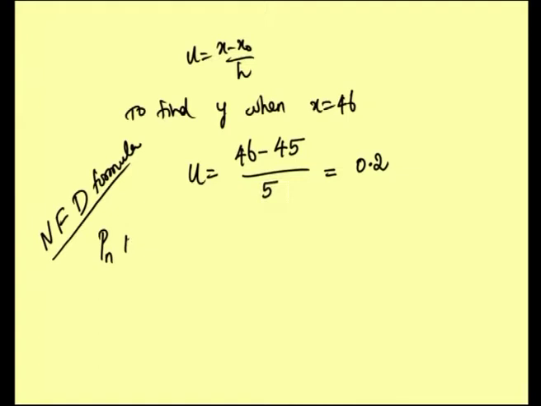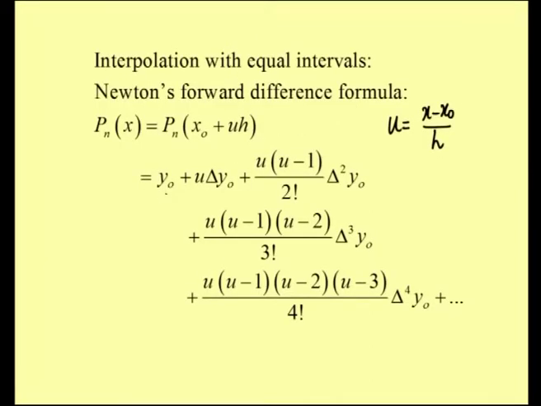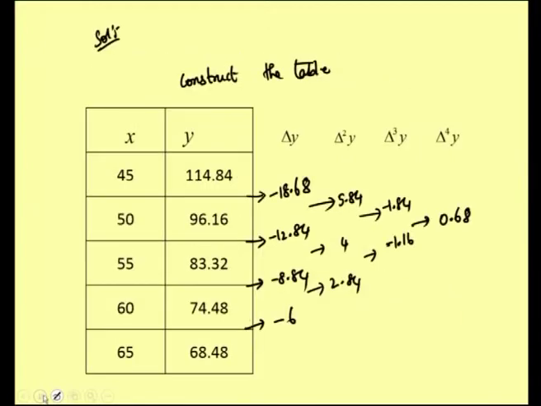Newton's forward difference formula is Pn of 46 is y of what is the formula? We have y naught plus u into del y naught, where u has the value 0.2, and y naught is the first y value, 114.84. And del y naught, I shall show in the tabular column. These are x naught, x1, x2, x3, x4, and this is y naught, y1, y2, y3, y4, and this value is del y naught.